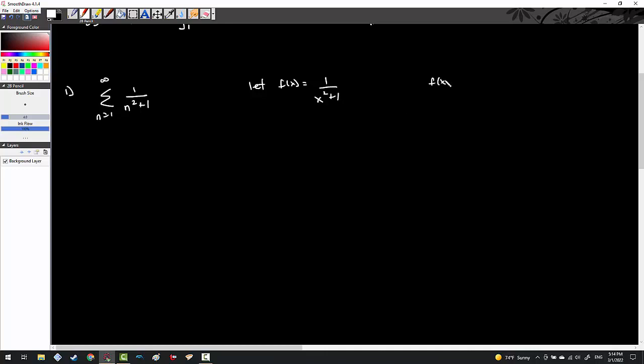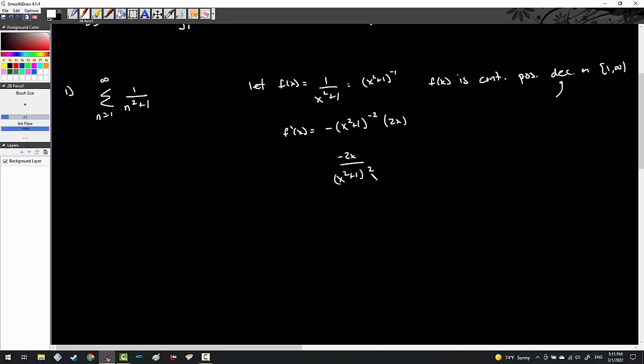And I'm going to say that f of x is continuous, positive, and decreasing on the interval from 1 to infinity. Now, this one here is something that I'm going to actually prove. So I'm going to say f prime of x is equal to, I'm going to call it x squared plus 1 to the negative 1 power. So this is negative x squared plus 1 to the negative 2 times 2x, which means I'm going to have negative 2x over x squared plus 1 squared.